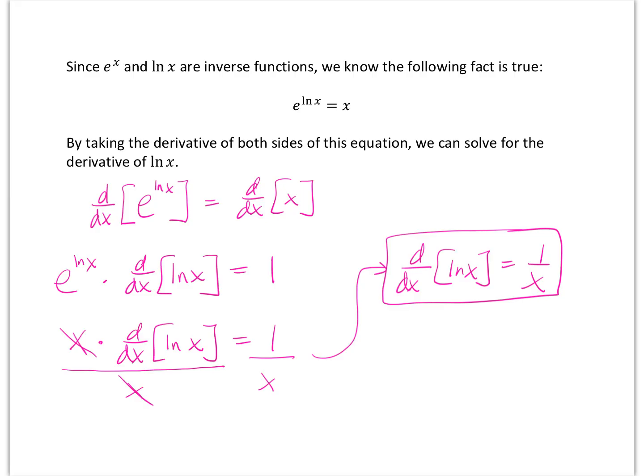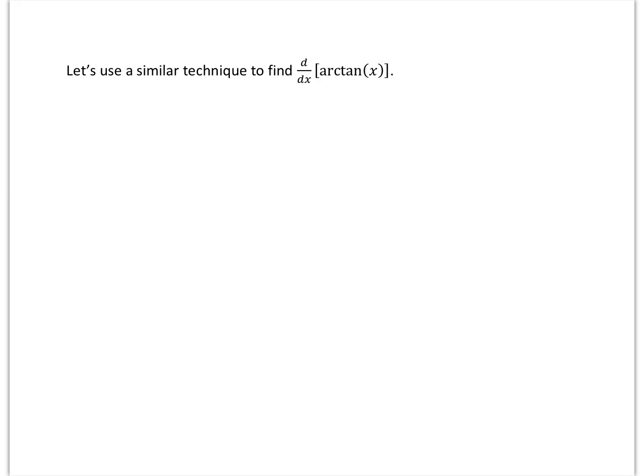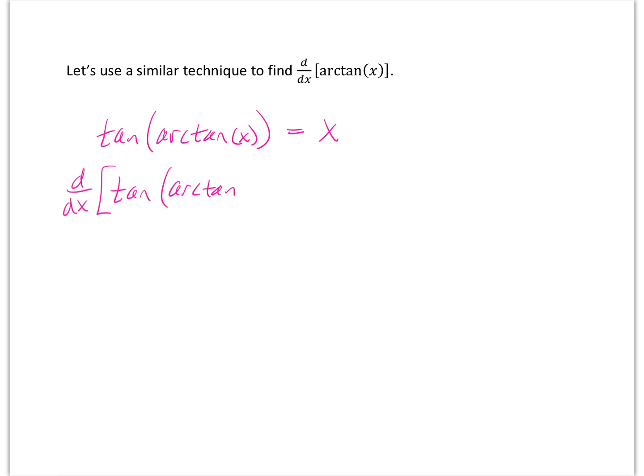Let's use a similar technique to find the derivative of arctan x, also known as the inverse tan of x. So I'm going to start with a true fact. I'm going to start by composing two functions that undo each other, tangent and arctangent. So the tangent of the arctangent of x should give me x. And now I can take d dx of both sides, take the derivative of both sides. So the derivative of the tangent of the arctan of x equals the derivative of x.